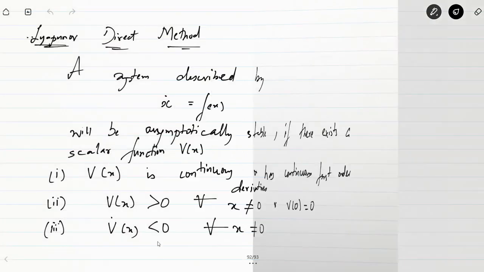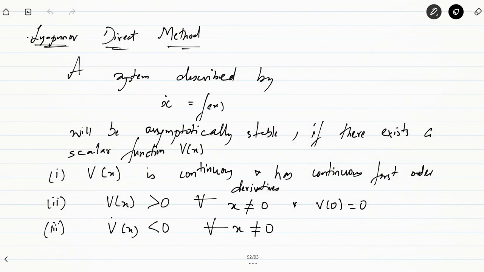So in other words, we can also say that for a stable system, the energy of the system cannot increase with respect to time. Actually, the third condition, v dot x is less than 0, suggests that this energy will not increase with time. The energy will be dissipated with respect to time. Let's take an example and understand this. Say for example, we have a nonlinear mass spring dashpot system.